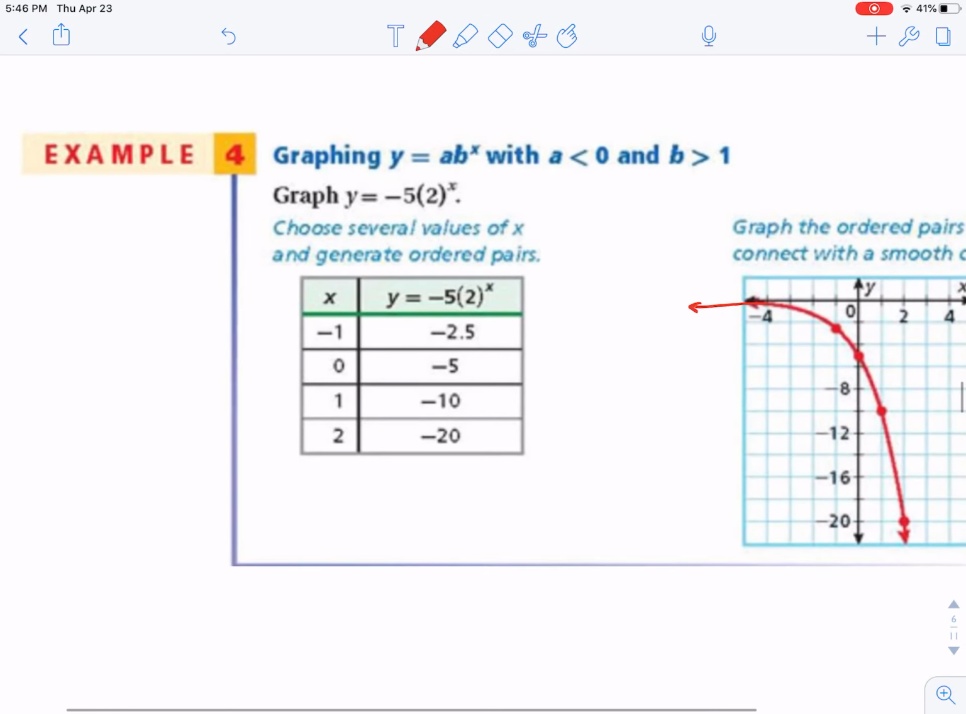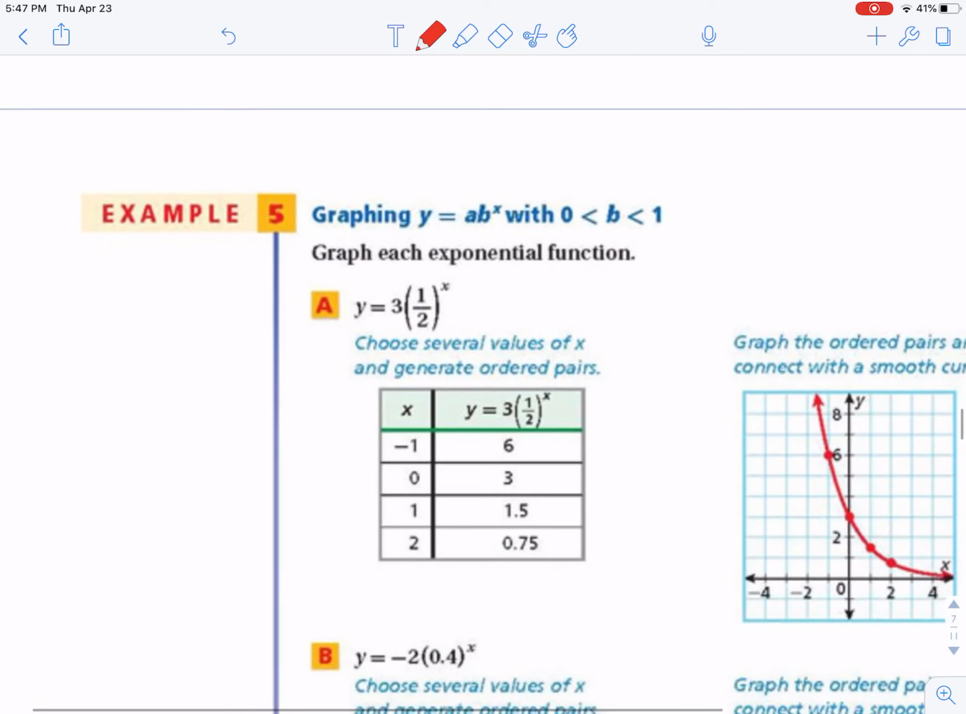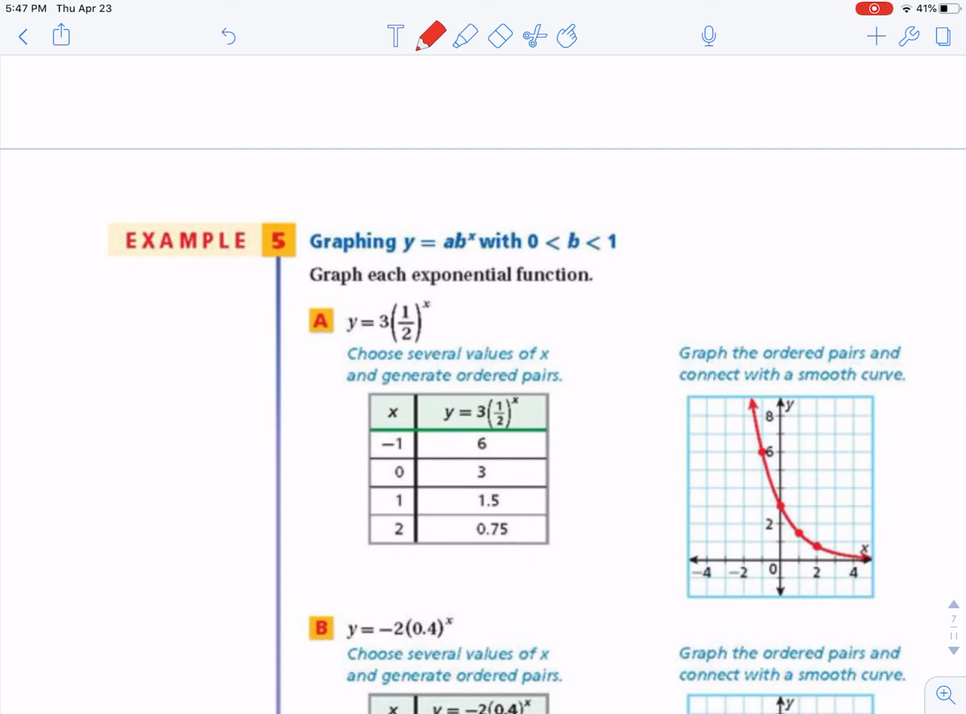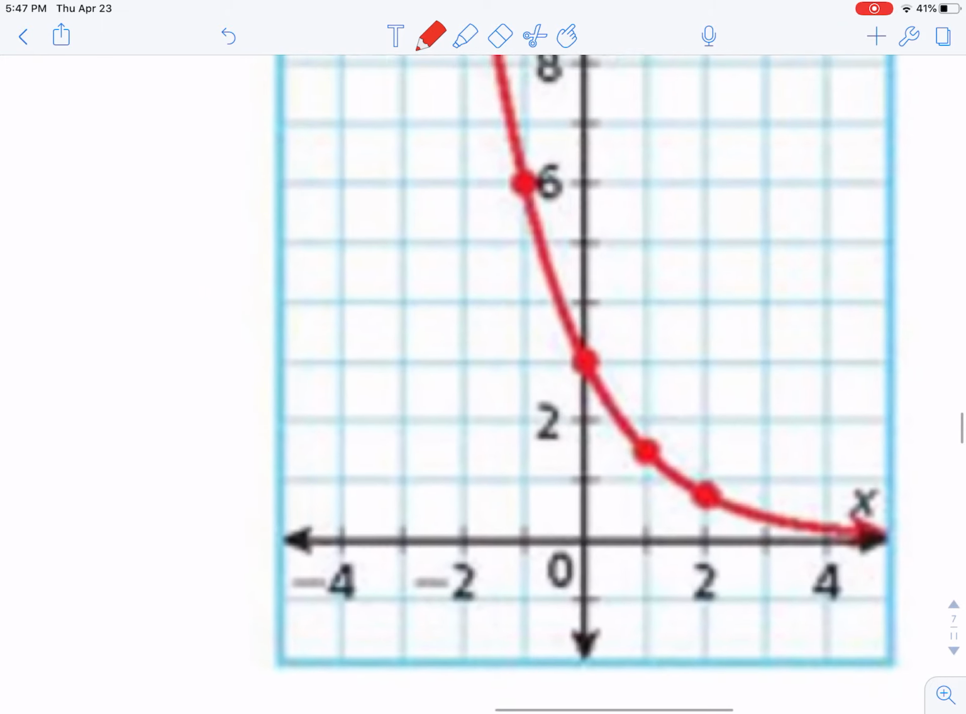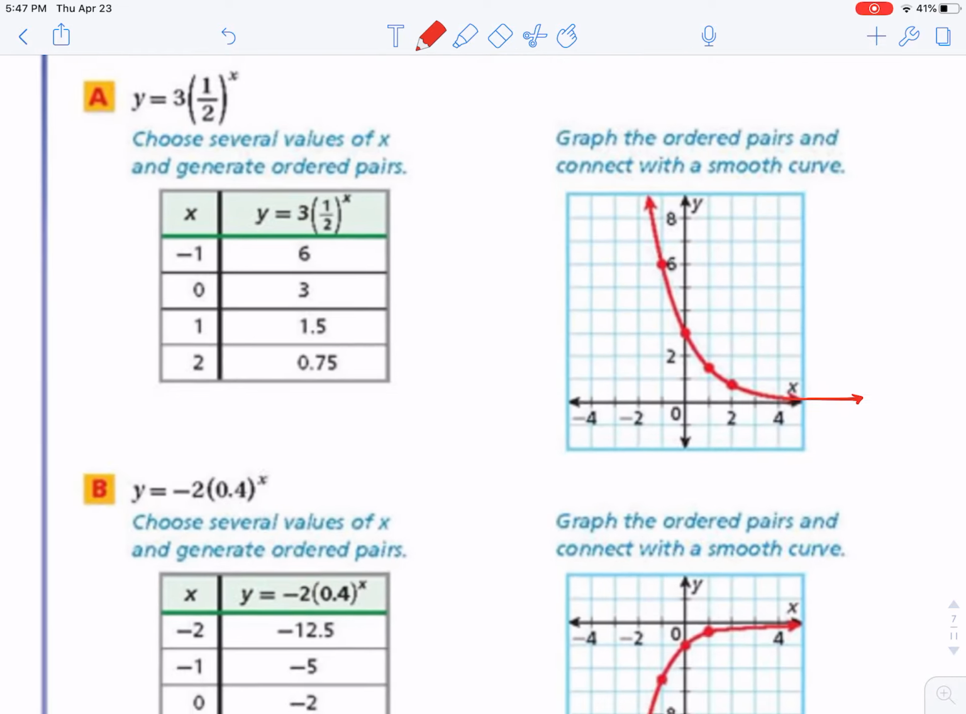So you'd go about this the exact same way, whether you wanted to type it in your calculator or make a table to get some points. Here's an example where my B value happens to be something that is less than 1. This one, you started up higher and you decrease. Again, does not cross the y-axis. This would come out here and it would never make that cross over to the y-axis.